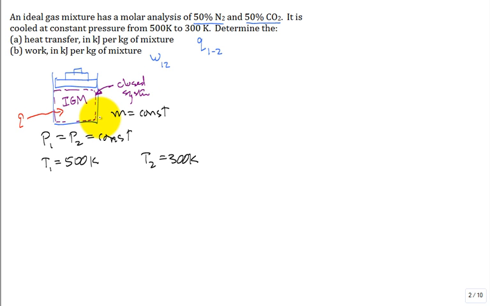And so that work 1 to 2, first clicker question, do you expect it to be positive or negative? So if you expect it to be positive, answer A. If you expect it to be negative, answer B. We're going to stay with our traditional thermodynamic sign convention for this problem. So do you anticipate the work 1 to 2 to be positive or do you anticipate it to be negative?